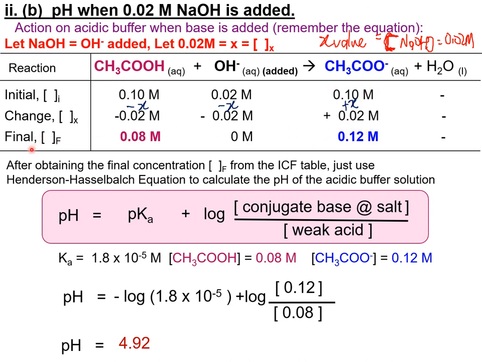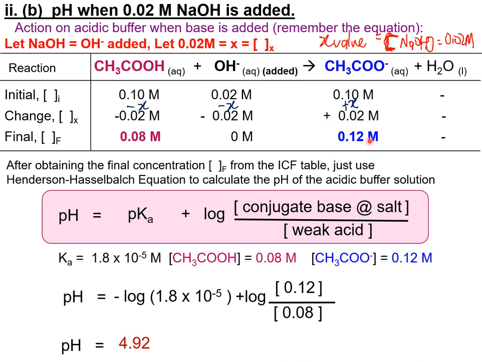And lastly, the final concentration for CH3COOH, you just campurkan je semua benda ni. So kalau CH3COOH 0.1 plus with minus 0.02, therefore you will get 0.08 molar. Concentration of OH minus yang added ni will be 0. Concentration of conjugate base CH3COO minus ni will be 0.12 molar.